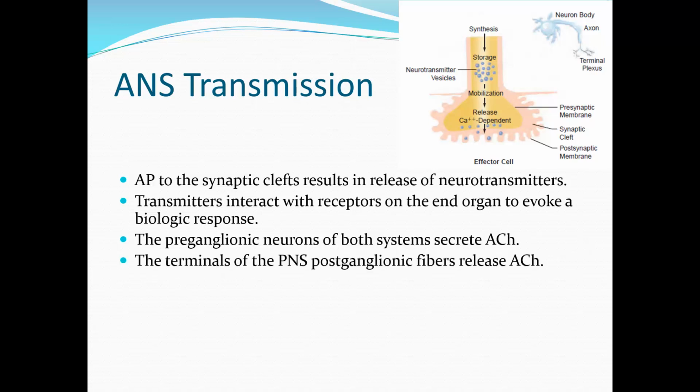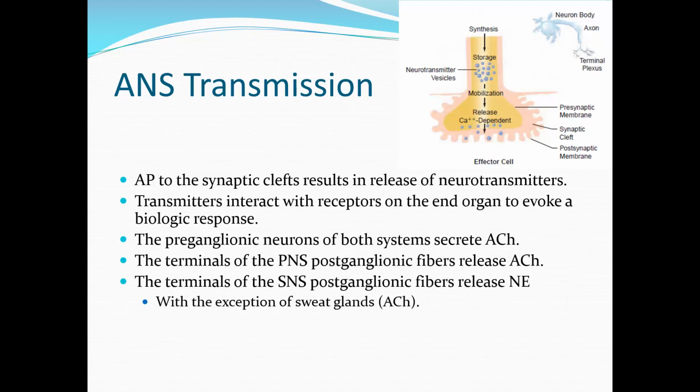The terminals of the parasympathetic postganglionic fibers release acetylcholine. So for the parasympathetic, it's acetylcholine throughout. But the terminals of the sympathetic postganglionic fibers primarily release norepinephrine. But a major exception that's commonly tested is the sweat glands. For the sympathetic innervation of sweat glands, the neurotransmitter is also acetylcholine. So remember that.